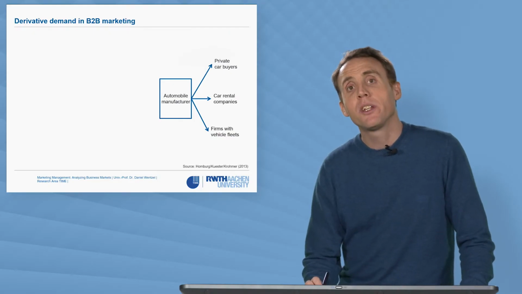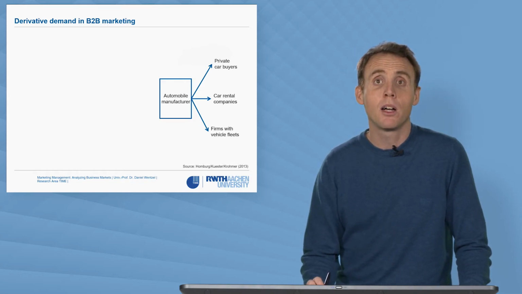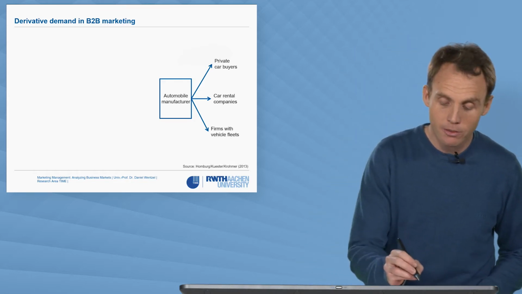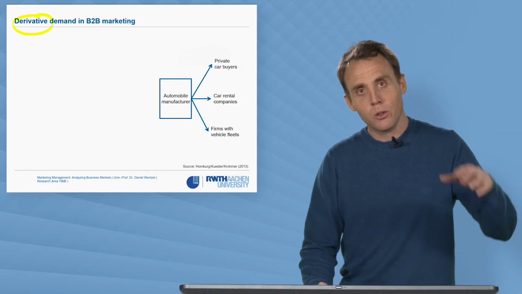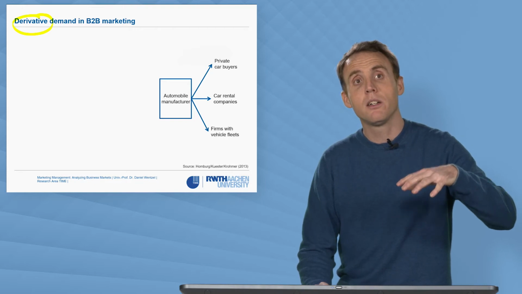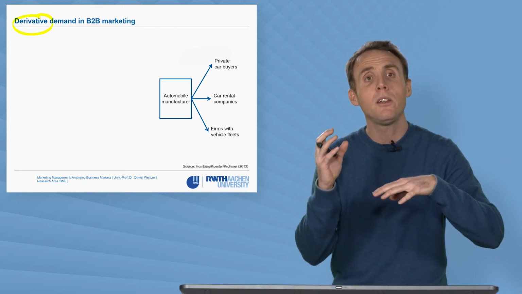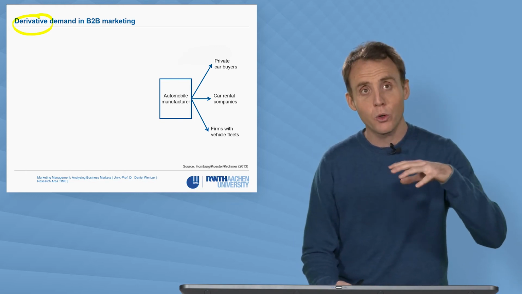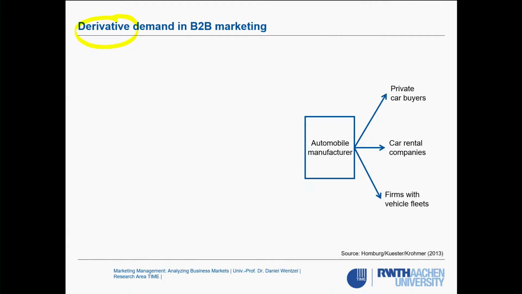Probably the most important characteristic that distinguishes consumer markets from business-to-business markets is something called the derivative demand. This means that if you're in B2B markets, selling your products and services to another company, the demand for your product will always be derived from the demand of end customers. Again, this is easier to explain through an example.